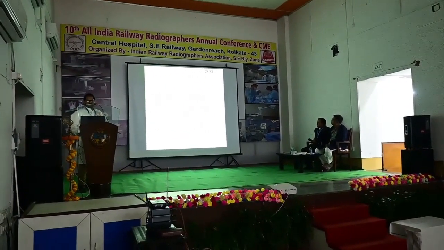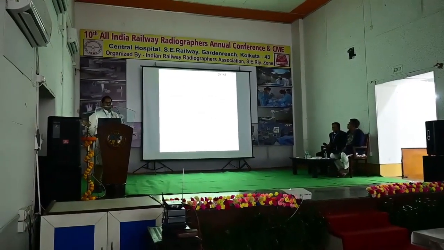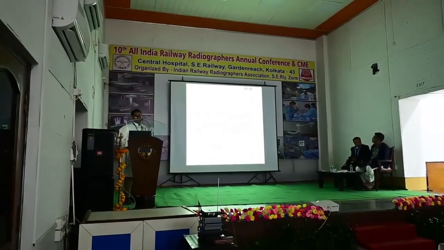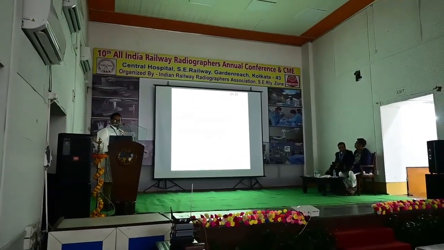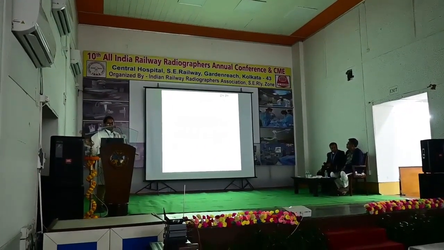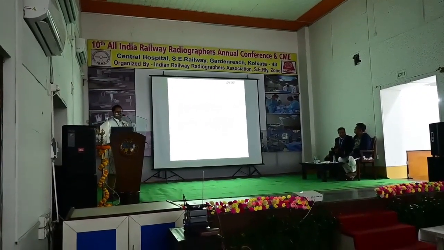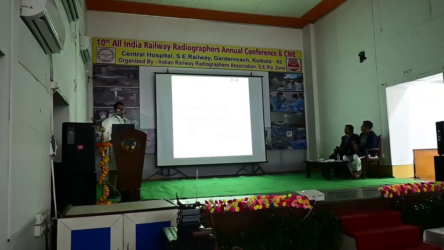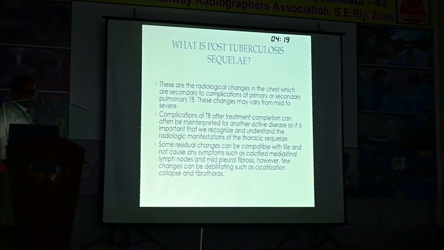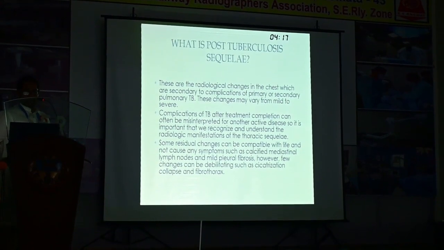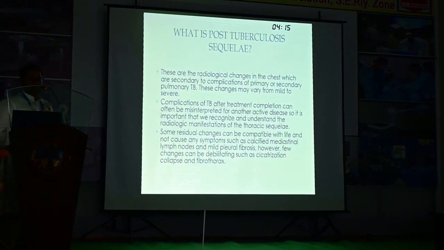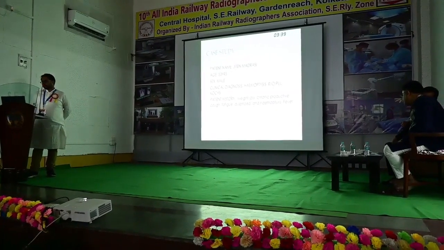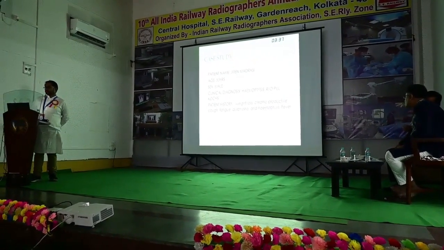These are the radiological changes in the chest which are secondary to complications of primary or secondary pulmonary tuberculosis. These changes may vary from mild to severe. Complications of tuberculosis after treatment can often be misinterpreted as another disease. Some residual changes can be compatible with life and not cause any symptoms. Symptoms are weight loss, chronic productive cough, fatigue, dyspnea, hemoptysis and fever.